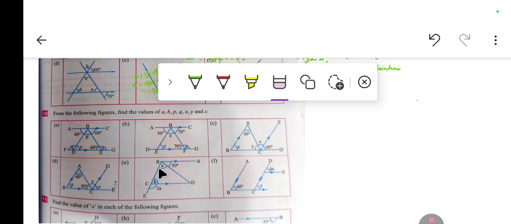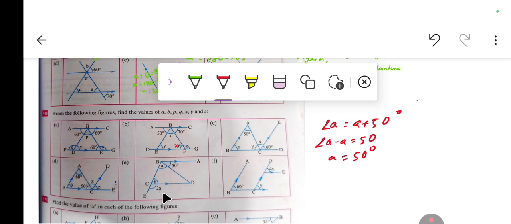Coming to this one, F shape, the big F we can see. It means 50 plus A is equal to this 2A. 50 plus A is equal to 2A, being corresponding angles. The F shape is given. So 2A is equal to A plus 50 degrees. We'll get the value of A, that is equal to 50 degrees.